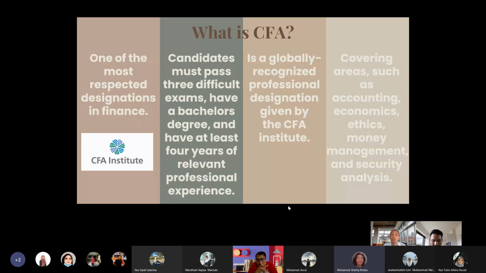It is one of the most respected designations in finance, but the candidate must pass 3 difficult exams. For the requirements, you need a professional degree and at least 4 years of professional experience. And not just that, the CFA is a globally recognized professional designation given by the CFA Institute, covering areas such as accounting, economics, ethics, money management, and security analysis.